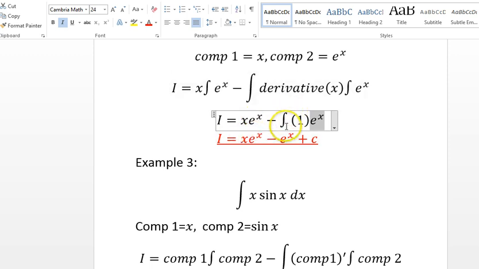Here you have to integrate again. So 1 times e to the x is still e to the x, and the integral of e to the x is e to the x, and of course plus a constant. So the answer is x times e to the x minus e to the x plus c.